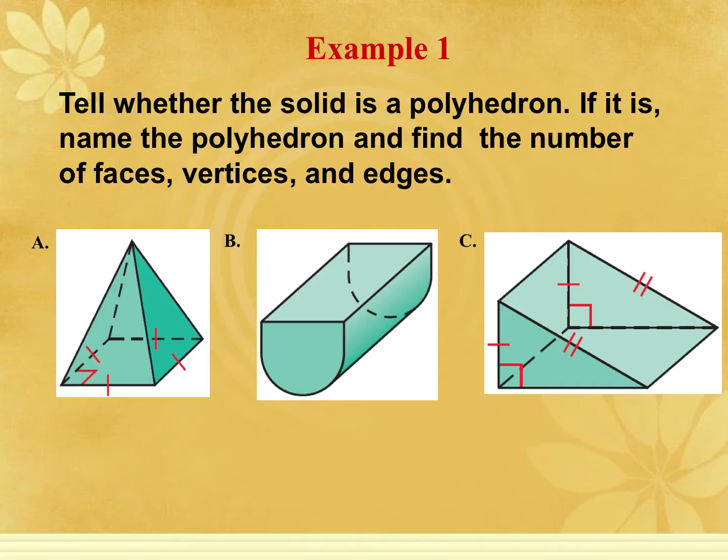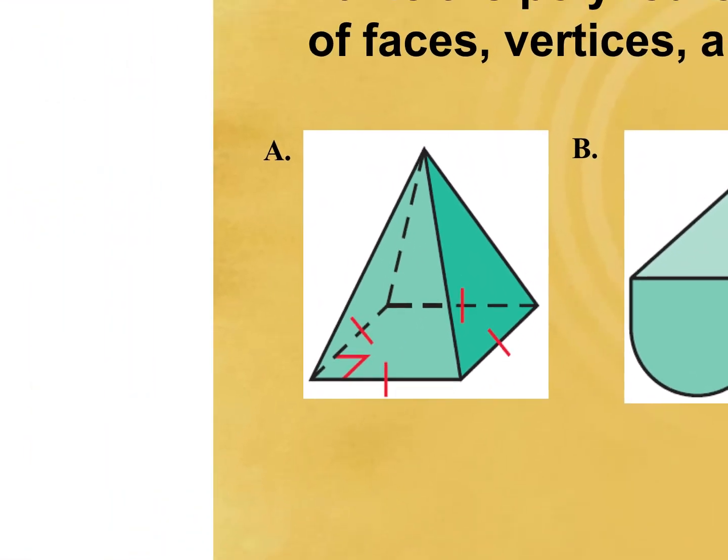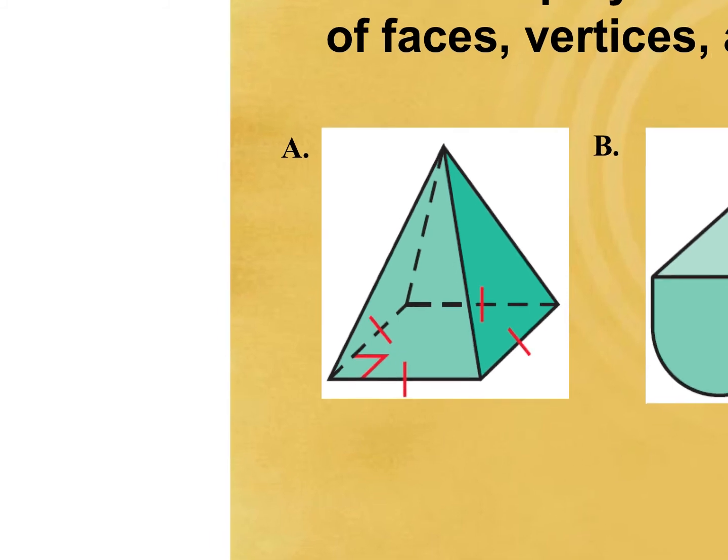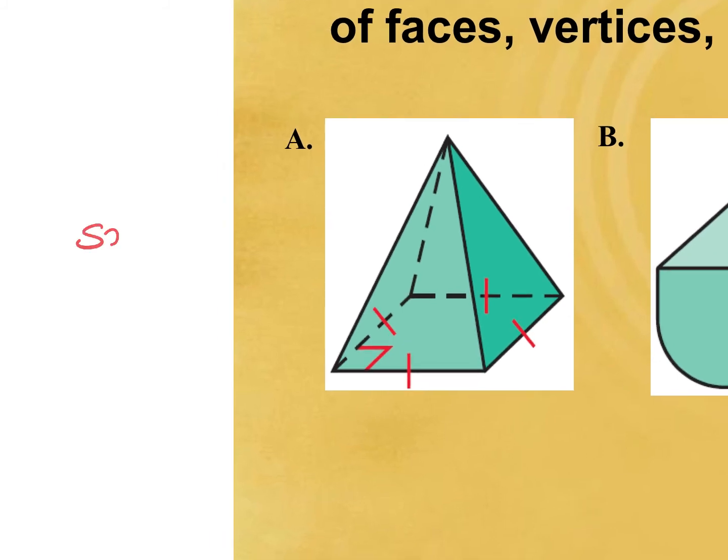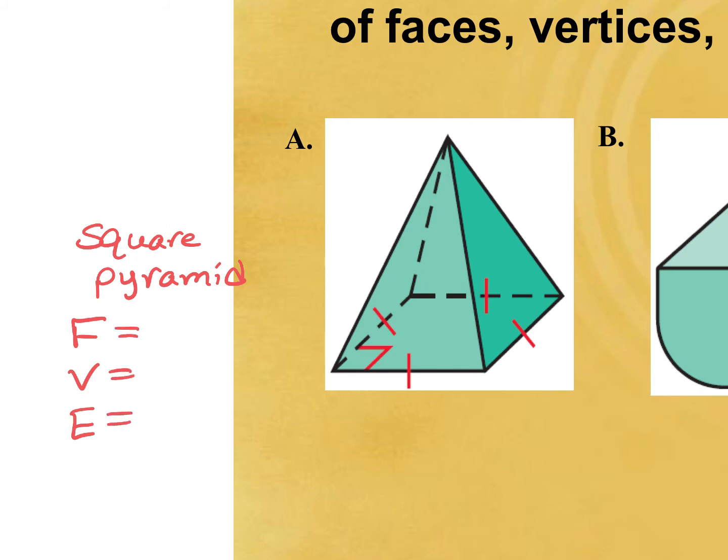So the first example, notice I've got congruency marks on my base. It's got 4 sides, making this a square. So yes, this is a polyhedron, and the name is going to be a square pyramid. And now I'm going to go back. I'm going to count the faces, the vertices, and the edges. Notice I have 4 triangle lateral faces and 1 square base. So I have 5 faces.